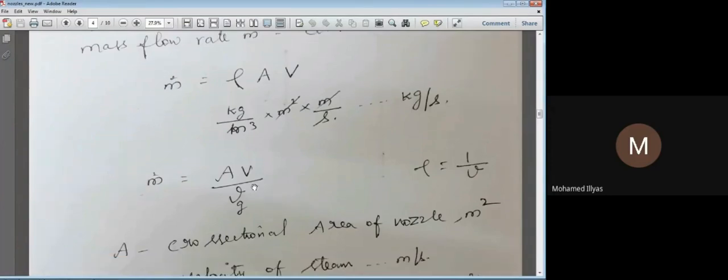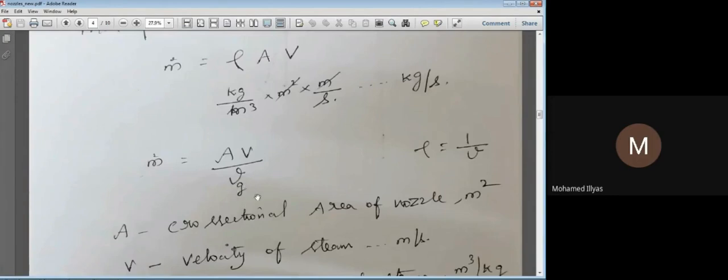So this equation can be rewritten as area into velocity by 1 by specific volume, which is nothing but your rho. Specific volume unit is meter cube per kg, and density unit is kg per meter cube. We always use dry steam, so we use vg here. We never use wet steam. We have already seen f, g in the Rankine cycle, where g refers to the completely gaseous form, pure steam. That's why we use g, because we use steam nozzles here. Otherwise, we simply use v.